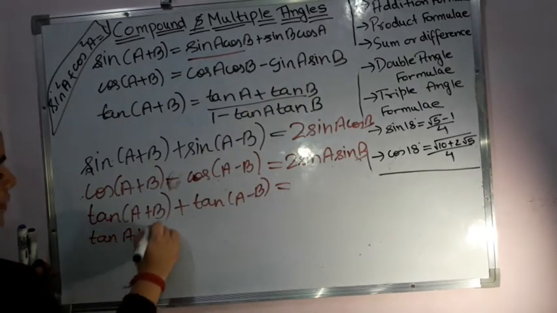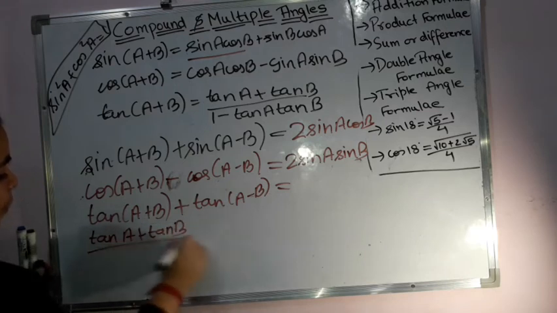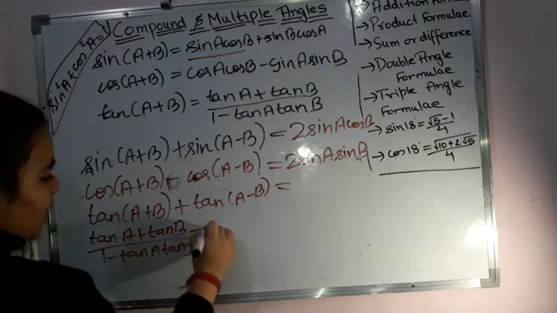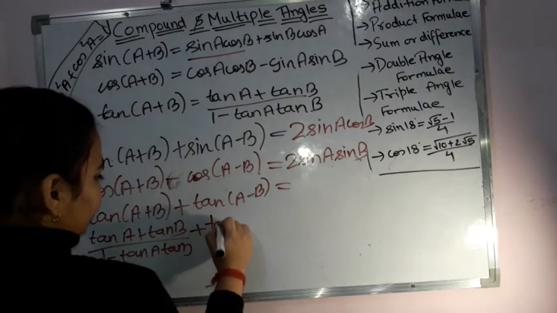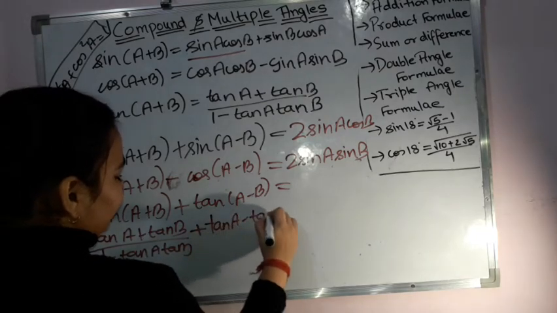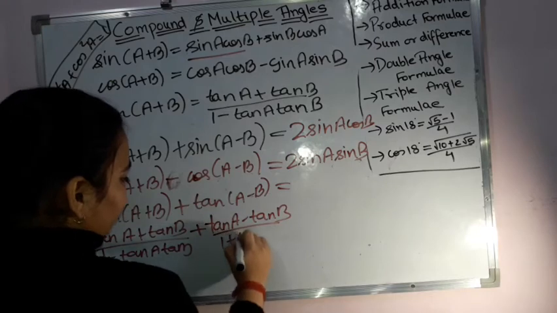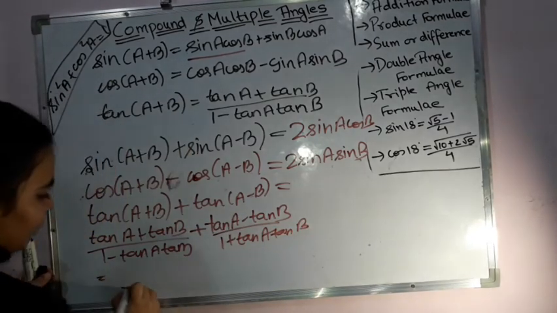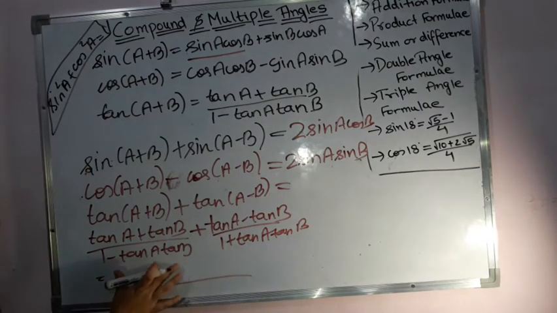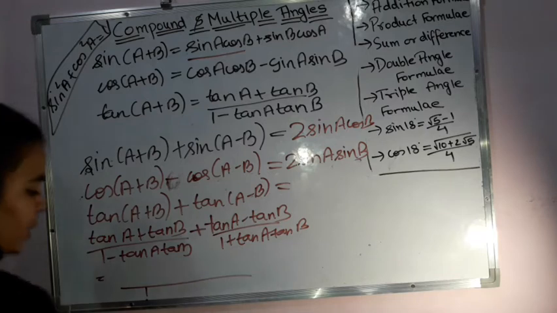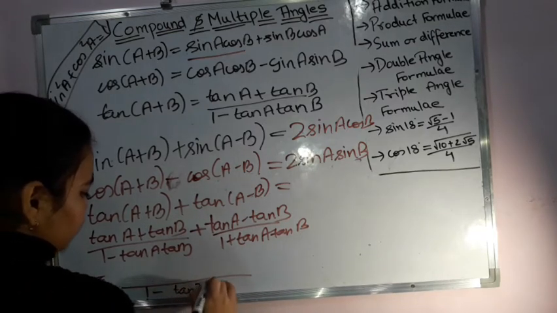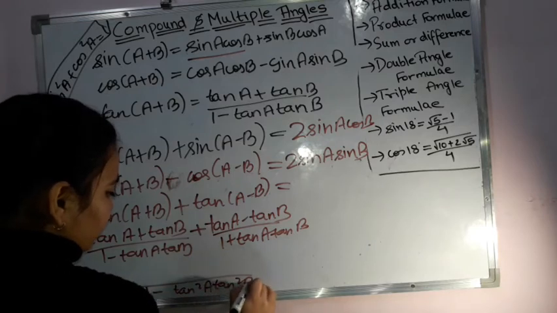So tan A plus tan B upon 1 minus tan A tan B. Right? This has to be added with tan A minus tan B upon 1 plus tan A tan B. Right? I'll be taking the LCM. So it is 1 minus tan A tan B and 1 plus tan A tan B. That means A plus B minus B, that is equal to A square minus B square. So I have 1 minus tan square A tan square B, right?